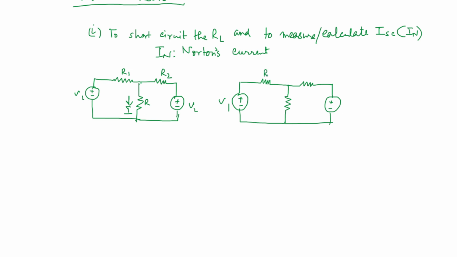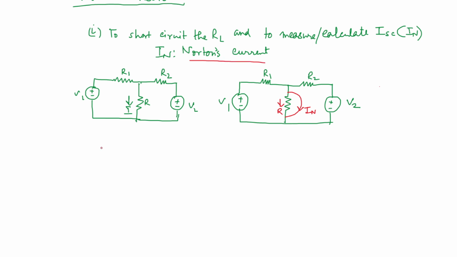This is IR1, this is, and we need to make this RL short circuited like this. Now as you know, this resistance R is shorted, so all currents will be flowing through this short circuited path because this resistance is bypassed. And let us say this short circuit current is IN or ISC. This current is called Norton's current or Norton's equivalent current.